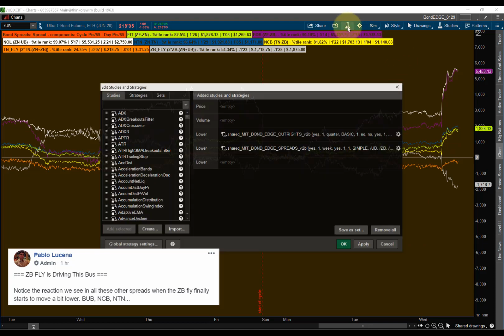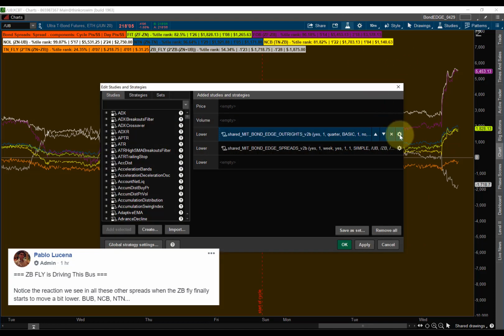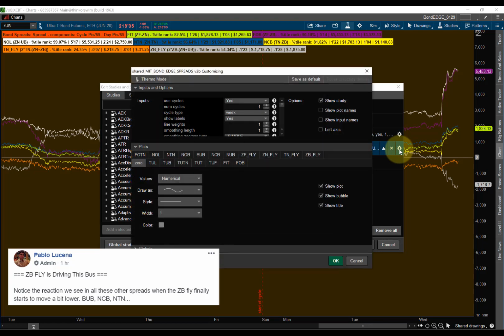Let me hit the beaker here. I have Bond Edge open. The bottom one is for spreads. The top is just for outrights. So I'm going to go into spreads. This is Bond Edge.